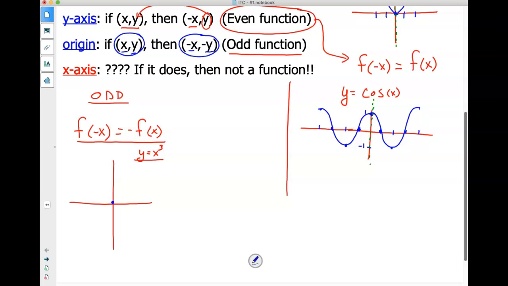So if I put 0 in for x, I get 0 out for y. If I put 1 in for x, I get 1 out for y. If I put 2 in for x, I get 8 out for y. On the flip side, if I put -1 in, -1 to the third power gives me -1. And if I put -2 into the function, I'm going to label that as -8, down here at -8.